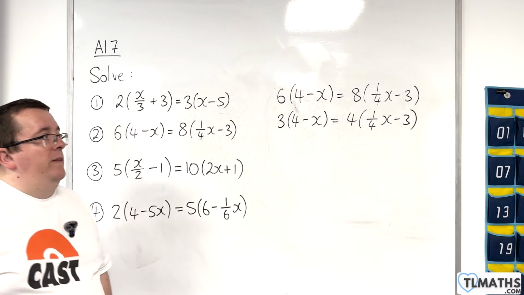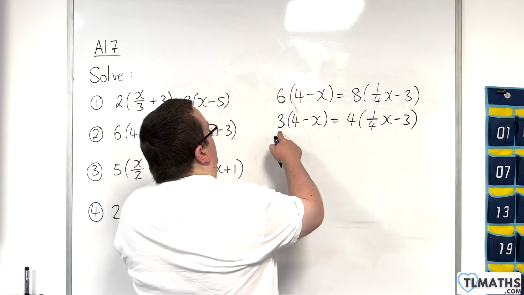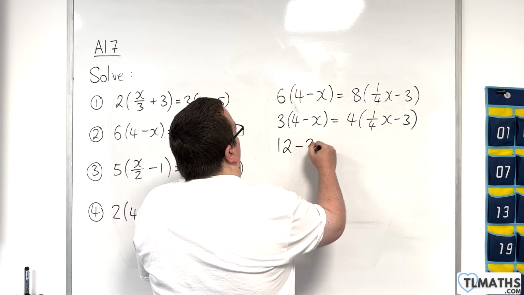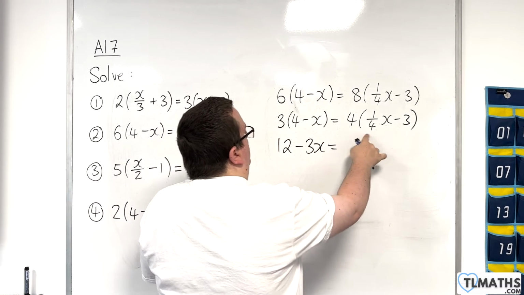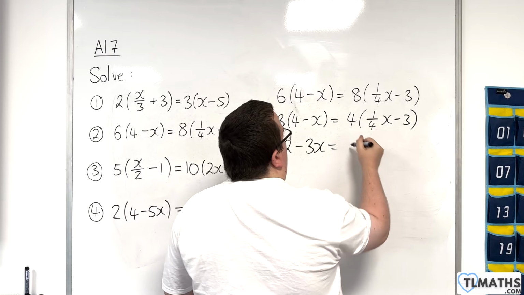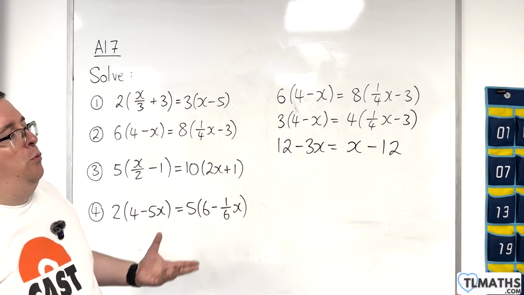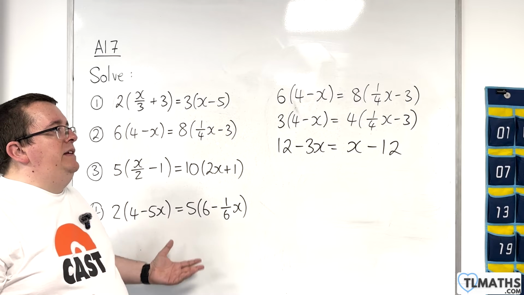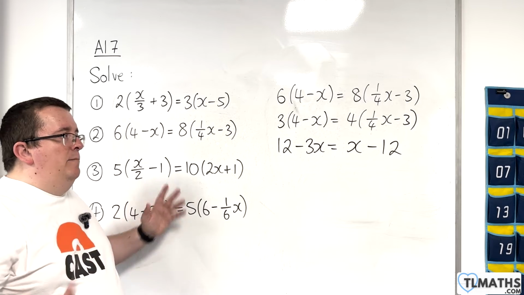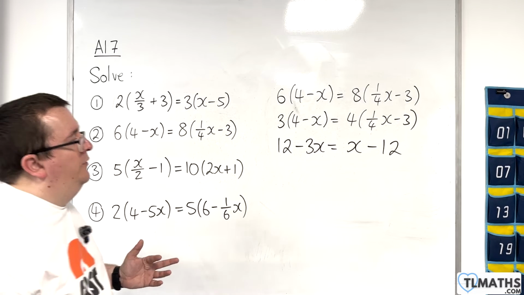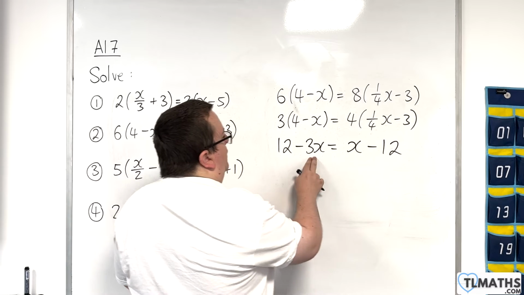And now let's expand the brackets. So we're going to get 12 take away 3x is equal to, well, 4 times 1/4 is just 1. So we get x take away 12. So that's worked out rather nicely. I'm not having to deal with fractions here and then multiply through by the denominator. So that's useful.